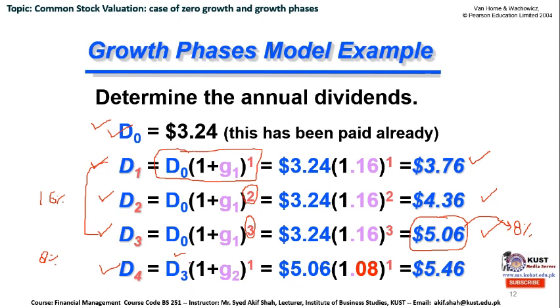This is the reason we have mentioned D3 with the multiplicative factor of 1 plus G2. We have to change over here to the second phase of our growth rate, which is 8% given in the question. And the power is this time 1 because this D4 is only one period away from D3. Hence, D4 after simple mathematical calculation is 5.46, and now we are in a position to plug these values into the relevant formulas in order to find the intrinsic value under this scenario.